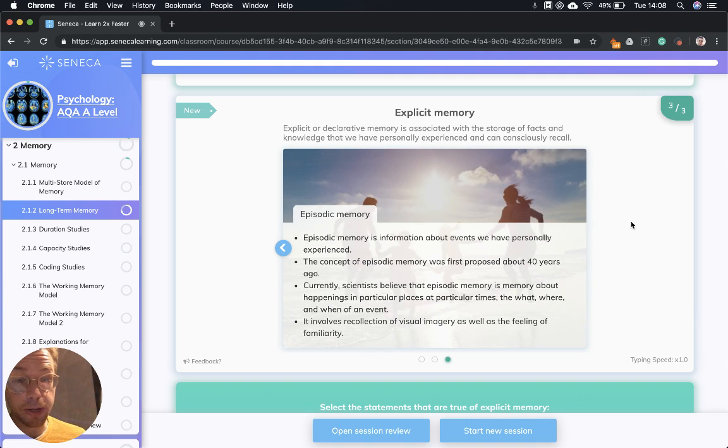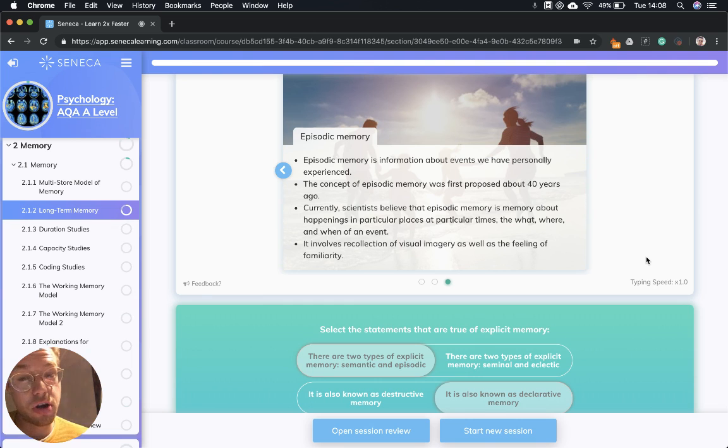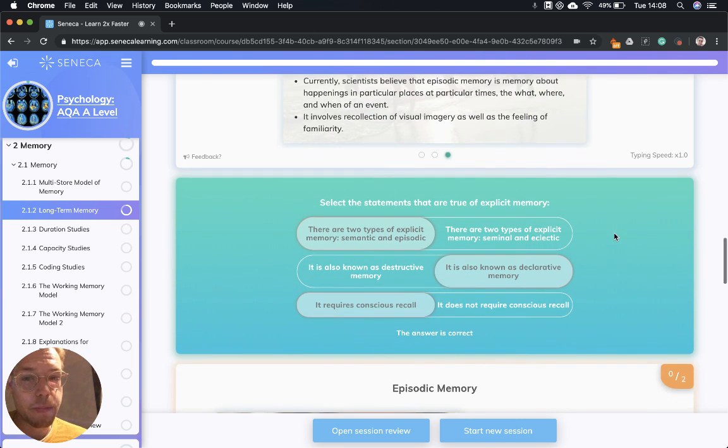Episodic memory is information about events we have personally experienced. The concept of episodic memory was first proposed about 40 years ago. Currently, scientists believe that episodic memory is memory about happenings in particular places at particular times. The what, where, when of an event, if you will. It involves recollection of visual memory as well as the feelings of familiarity.